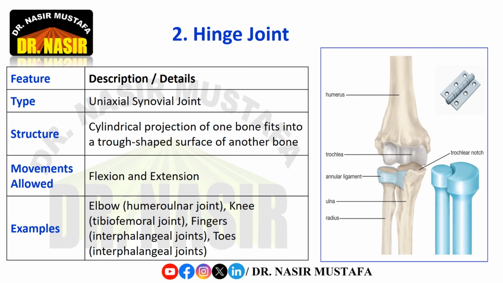The hinge joint is a uniaxial synovial joint, meaning it allows movement in one plane only. Its structure consists of a cylindrical projection of one bone fitting into a trough-shaped surface of another bone. This joint permits flexion and extension. Examples include the elbow joint, the knee joint, and the interphalangeal joints of fingers and toes.